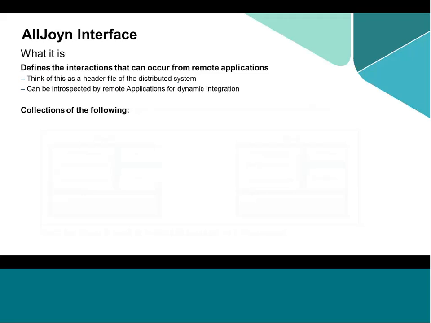So an interface, again, think of this as your header file of a distributed system. It can be introspected so that you can ask, what is this org AllJoyn about? Right? What is that? And you can get back an XML structure that gives you the representation of it. And that structure is a collection of bus methods, which are the remote procedure calls, signals, which go to all applications in a session, or in the case of a sessionless signal, all applications set to receive it.